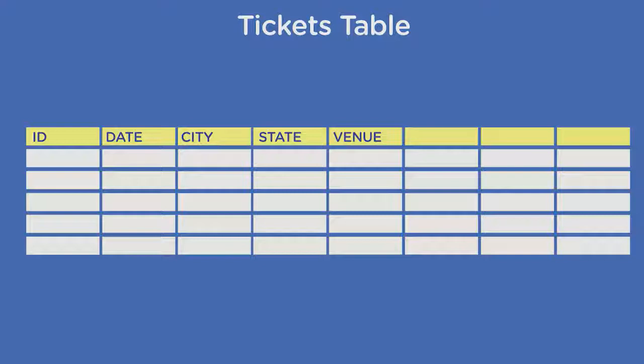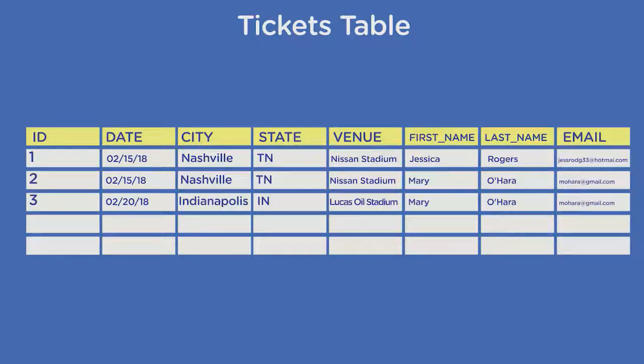After that, we need to know who the ticket is for. So let's add first name and last name columns, and also an email address in case we need to send any updates about the concert. That looks pretty good. Let's see what it would look like once we've inserted some data.